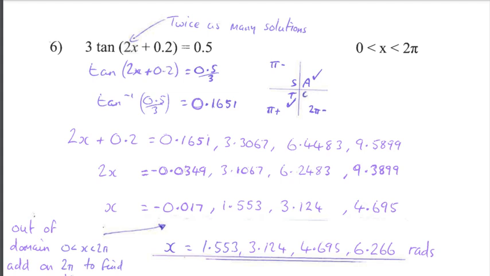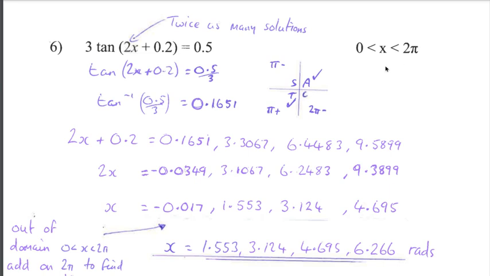So we've gone through some degree questions and a radian question. Here's a second radian question. How do I know it's radians? Because in the question it says solve for x between 0 and 2 pi, so I know I need to work in radians. Again, what difference does that make to me?